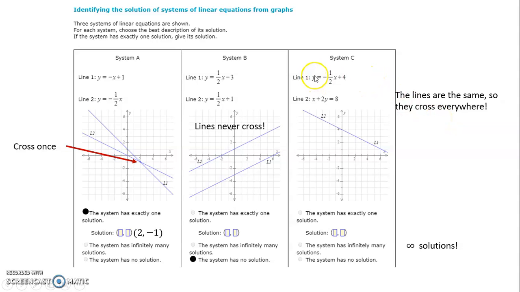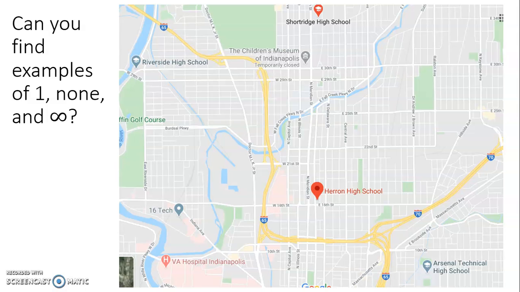Now you'll notice that these two lines are written differently, but if you put the second line into slope-intercept form, you will find that it is the exact same line. I will let you try that to verify. Okay. So once again, check the box there that says there are infinitely many solutions, because they are overlapping absolutely everywhere. Now let's do a real-life example of this.